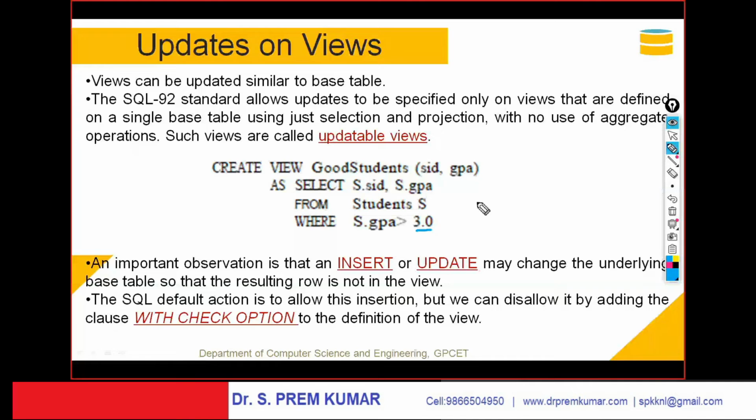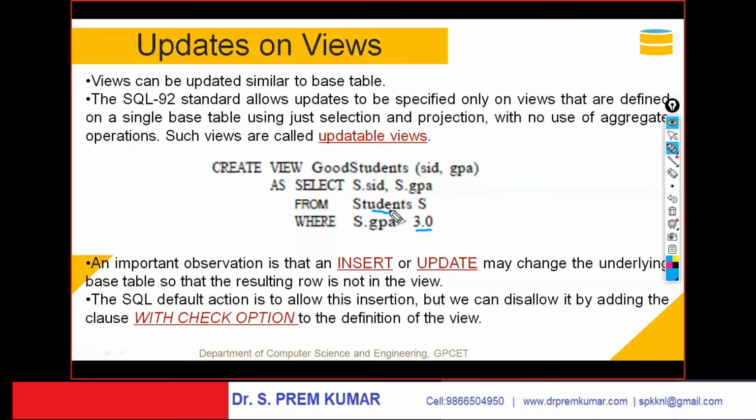I created the view called good students from the base table students. Students is a base table, the original table. The students table contains all GPAs, that is 1, 2, 1.5, 2.5, 3 and all other GPAs. Students is the base table which contains the complete data.